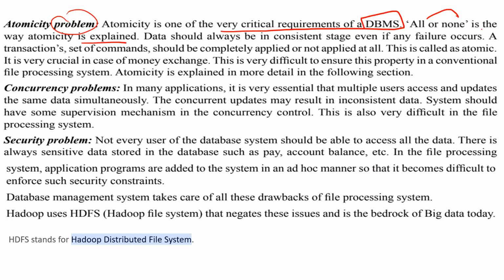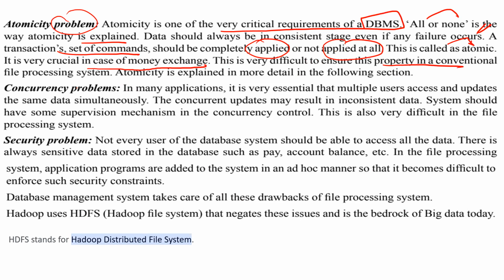This point has already been asked in the examination. Clear? A transaction set of commands, either it will be completed or it will be completely cancelled. It should be completely applied or not applied at all. This is called atomic. It is very crucial in case of money exchange, like ATM, one of the examples. This is very difficult to ensure in a conventional file processing system. Atomicity, we have to discuss in detail.